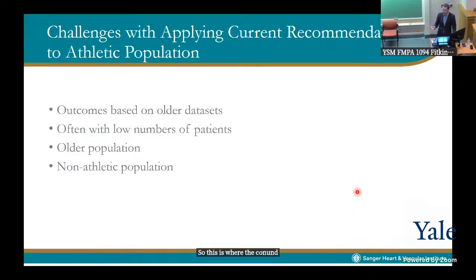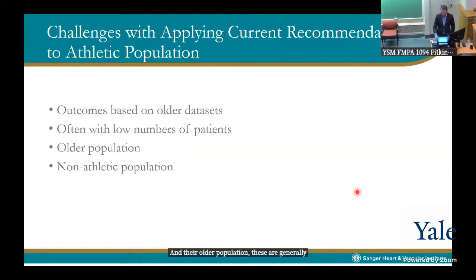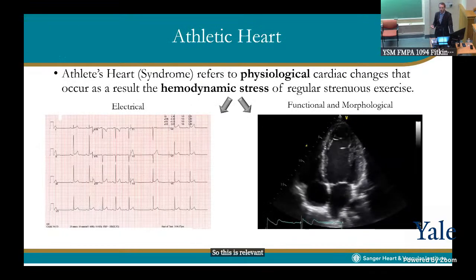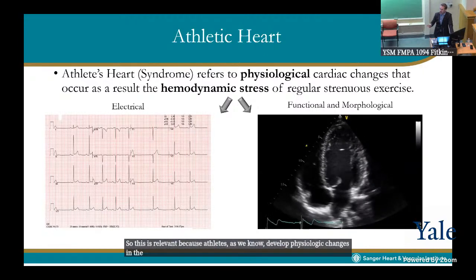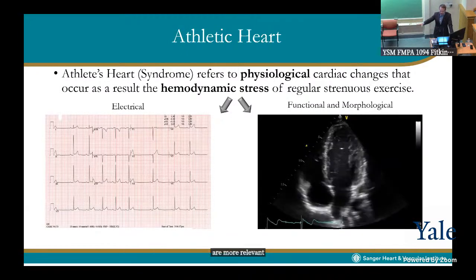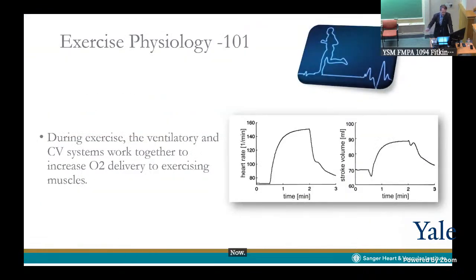And these data sets that guide these recommendations are often based on older data sets with low numbers of patients, and they're an older population. These are generally not an athletic population. So this is relevant because athletes, as we know, develop physiologic changes in the heart. This can be either electrical changes on the ECG, or more relevant to the discussion today, functional and morphologic changes.